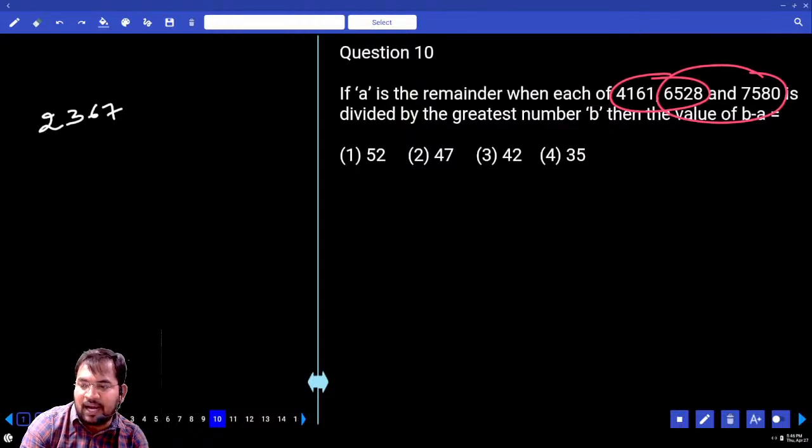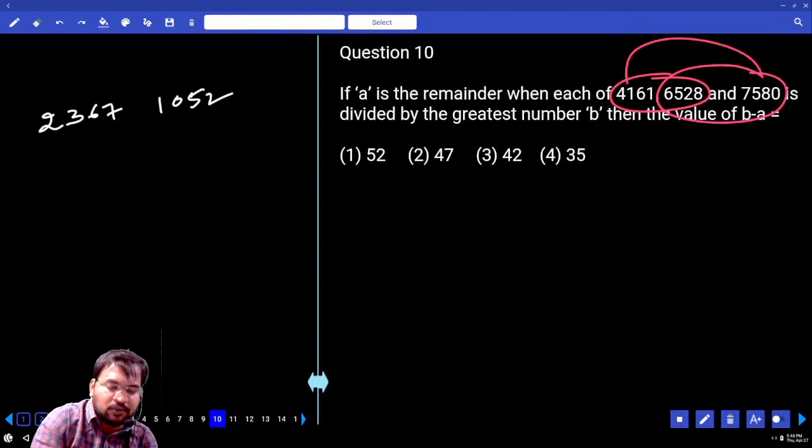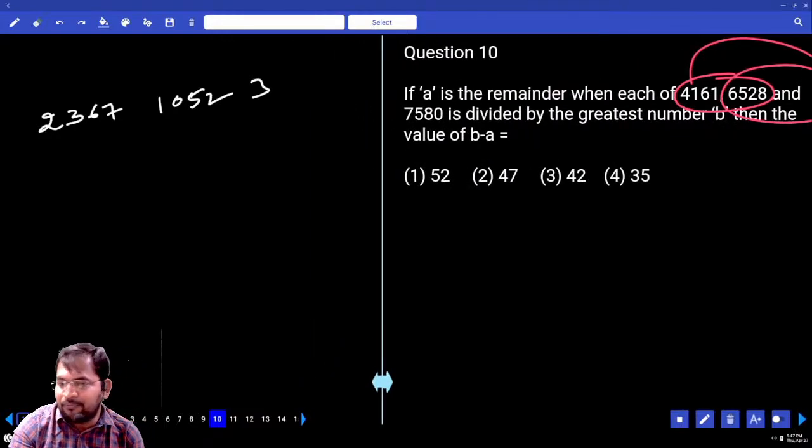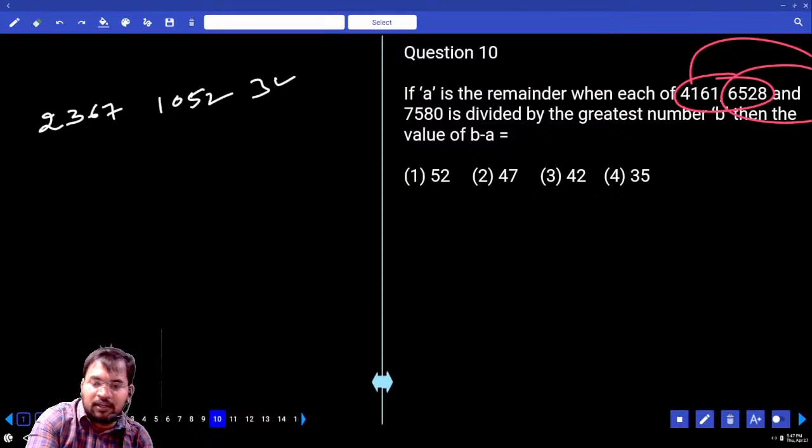Now take the difference of the last two numbers. 7,500 minus 6,500 is 1000, and 80 minus 28, the difference is 52, so 1052. Next, the first to last difference. 7,000 minus 4,000 is 3,000. Next, the remaining pair.